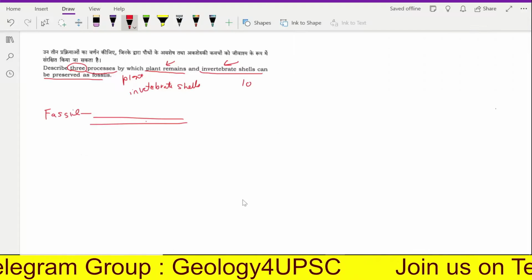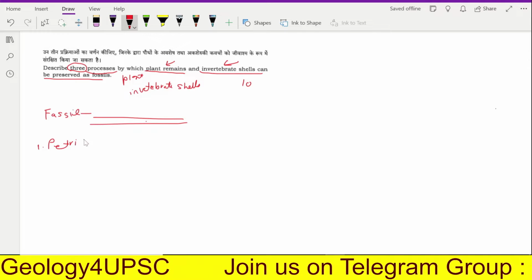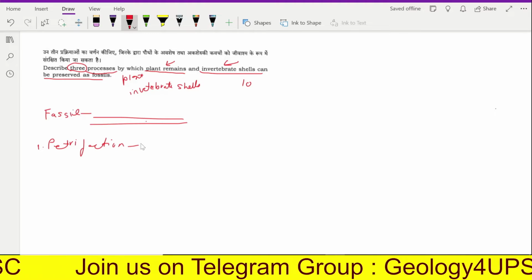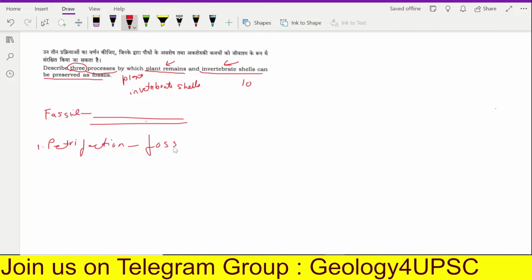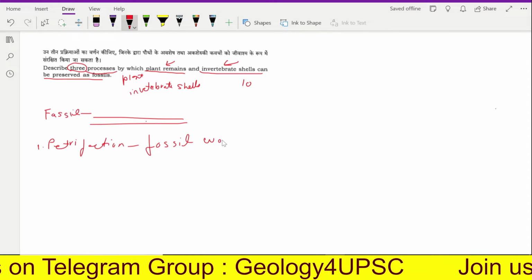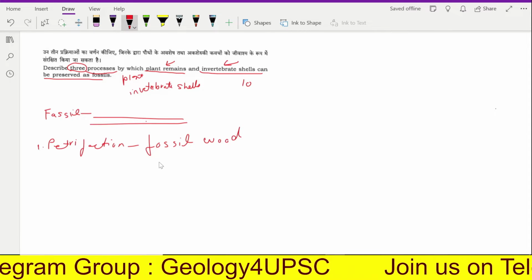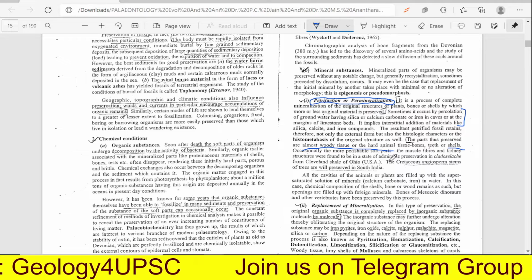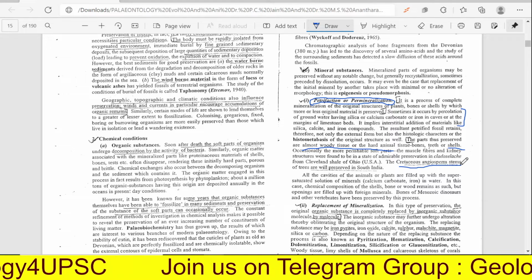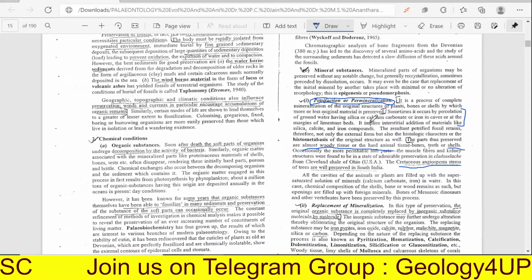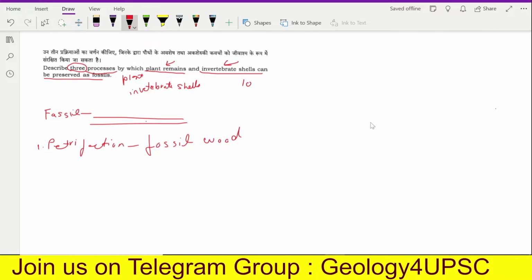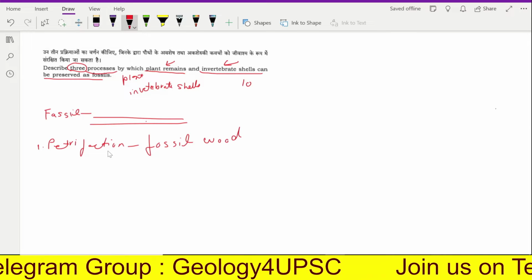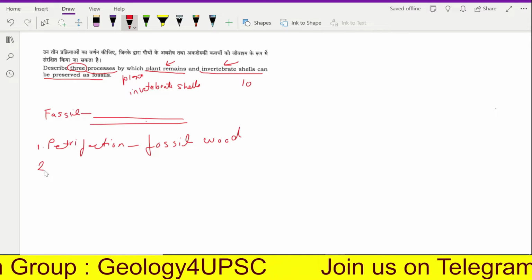So your first point is petrifaction. Don't forget to give the examples. Examples are a must here. Examples are fossil wood, then you can write about some shells of invertebrates, and also Cretaceous angiosperm stems. These are the examples which you have to write. Examples are very important because this is a very technical question, and you have to answer to the point. Don't forget examples, and don't forget figures if possible.